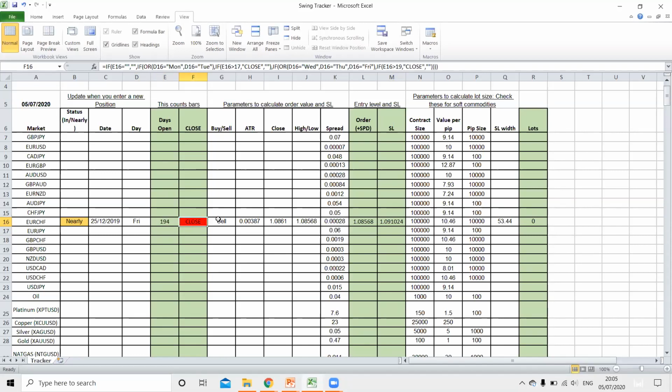You see, it tells me I need to close the trade because it's well over the time-based exit. So you can see in this formula here, it's based on the day of the week. Essentially, all this is trying to do is count 14 trading days, so 2 full weeks of trading days. After that time, you want to close the trade.